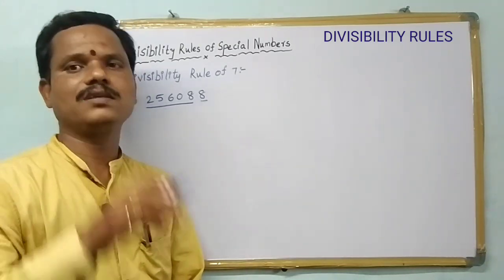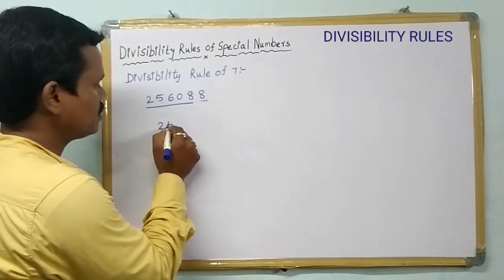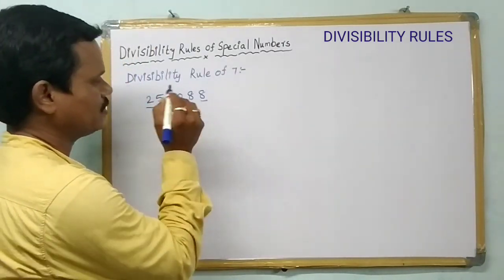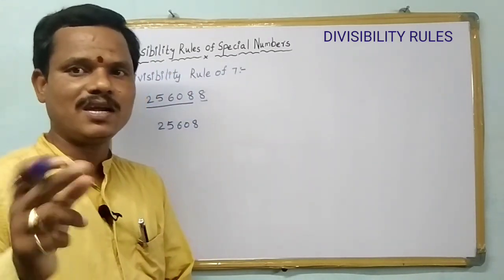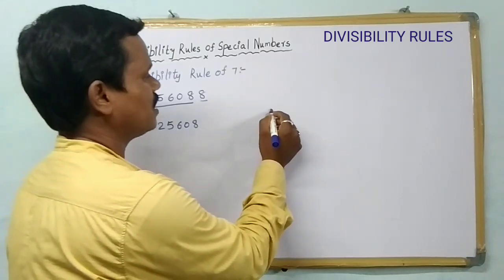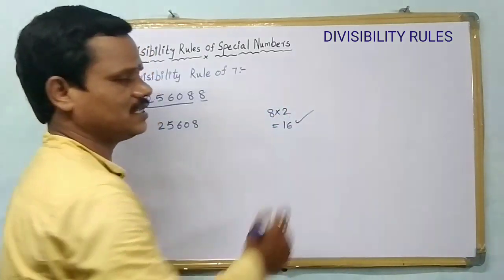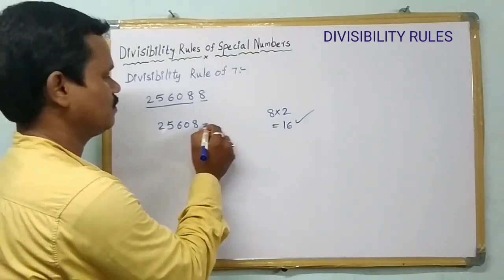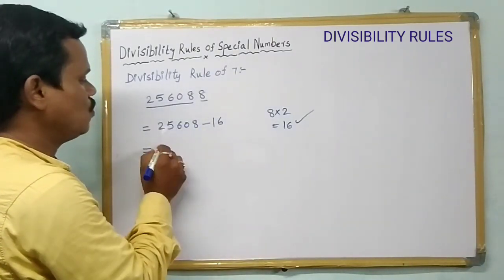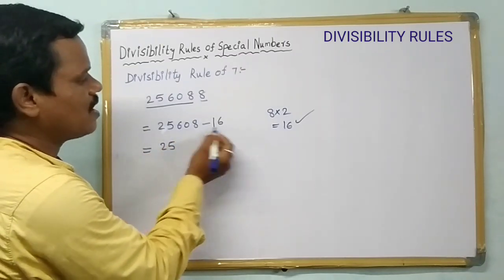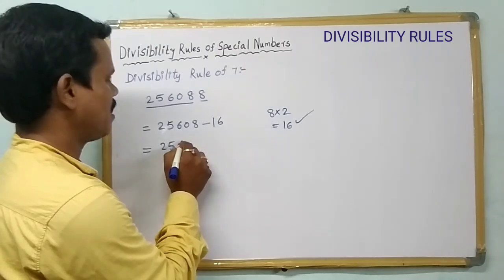Now write the second part as it is. What is the second part? 25608. Now, what is the first part digit? 8. Multiply 8 by 2. What is the answer? 16. Subtract 16 from the second part. What is the resultant value? 25608 minus 16 is 25592.